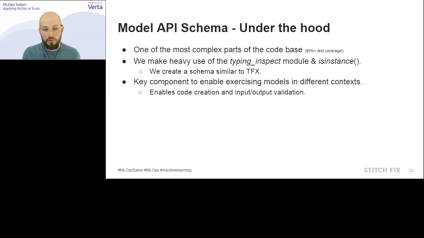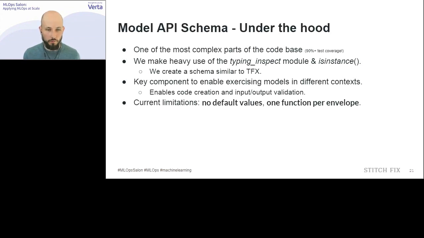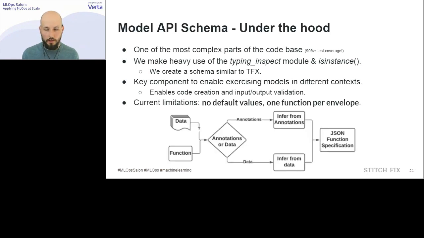The current limitations, though, are that we don't handle default values for Python functions, and we only expose one function per envelope, meaning if you have a model object that has multiple functions, right now we only expose exercising one of them in an envelope. The flow diagram here summarizes things: we either get example data or a fully annotated function. If annotated, we take the annotations. If not, we take the example input to create a function specification.